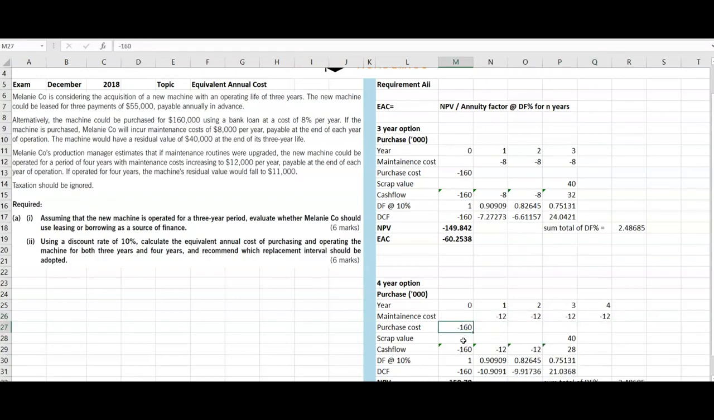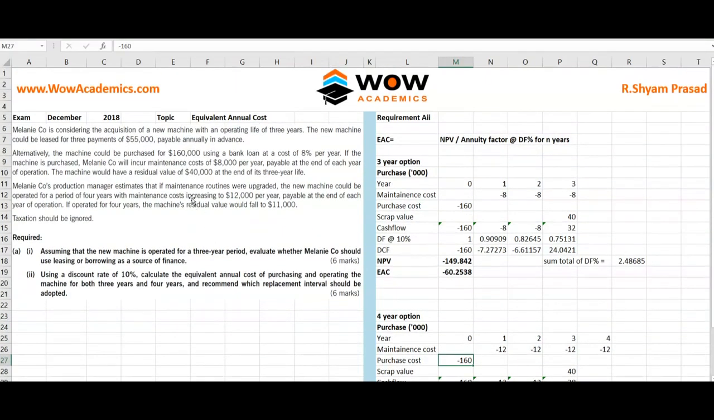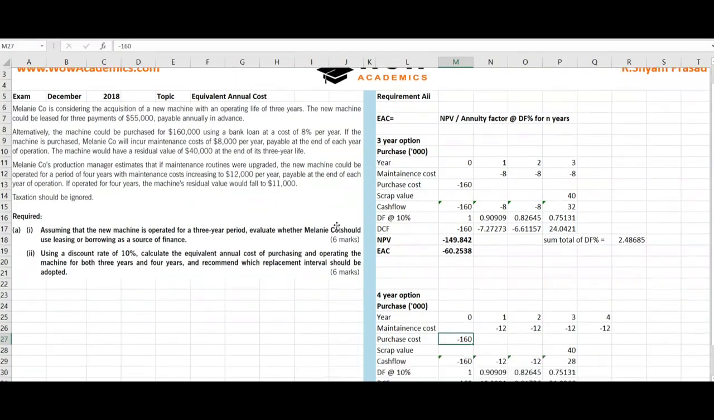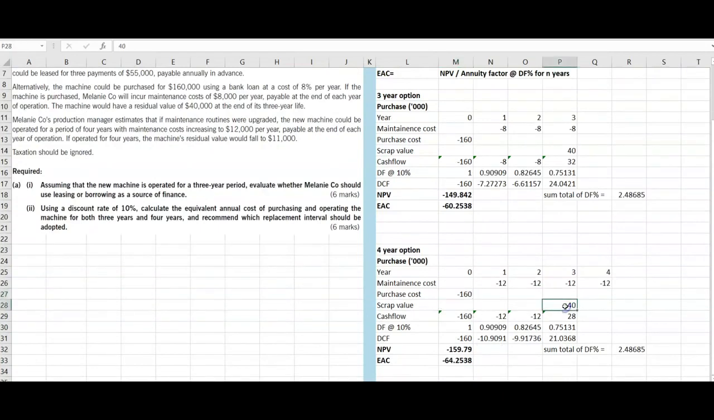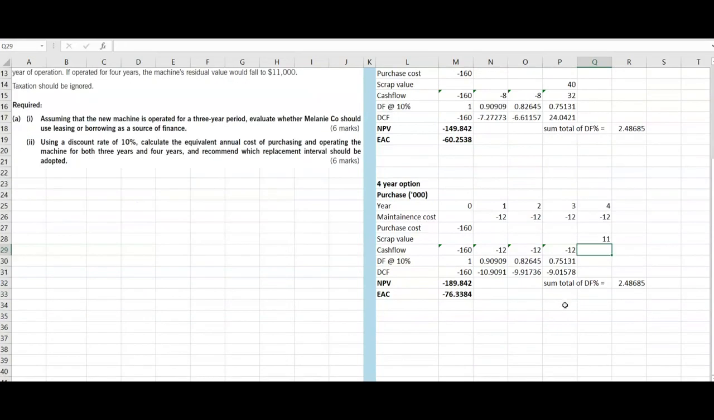Next one is purchase cost. Purchase cost will not change, but the residual income will become 11. It is a cash inflow, a positive number. The cash flow you have to extend for the last year also. The discount factor is the same 10%, but you have to do it for the fourth year also. Again, the DCF you have to do for the fourth year also. So you've got all the numbers.